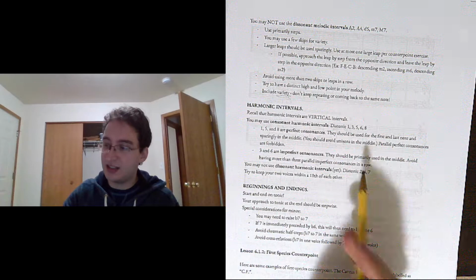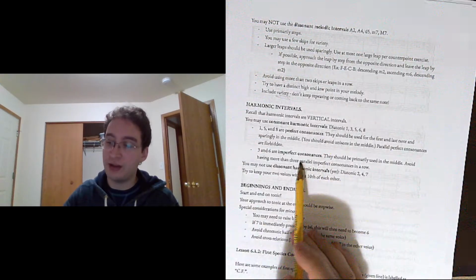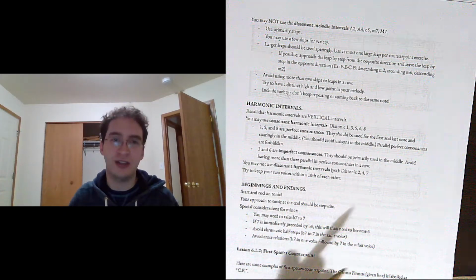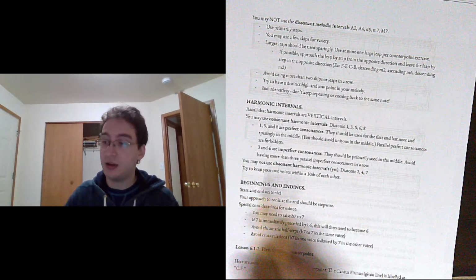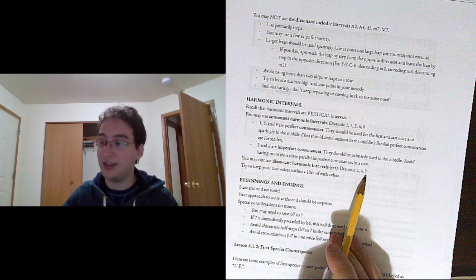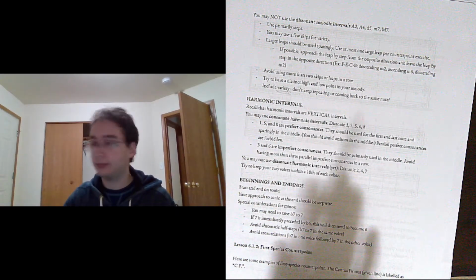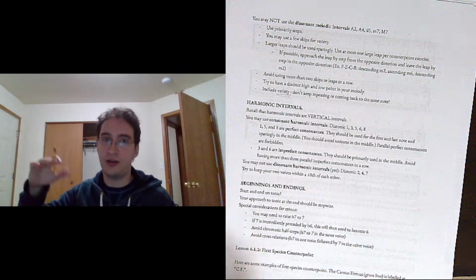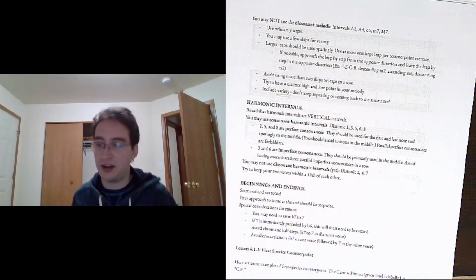So thirds and sixths, as I said, are imperfect consonances. You are allowed to have parallel imperfect consonances, but not more than three. And again, we'll go over all these detailed rules later. You're not allowed to use seconds, fourths, and sevenths yet. Try to keep your two voices within a tenth of each other. That's just so you don't have super wide intervals that are hard to hear.